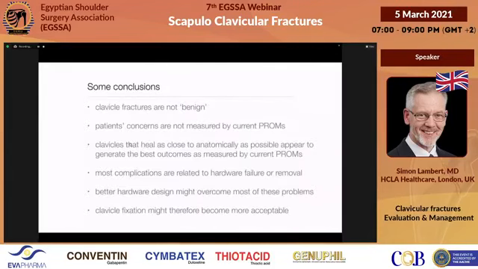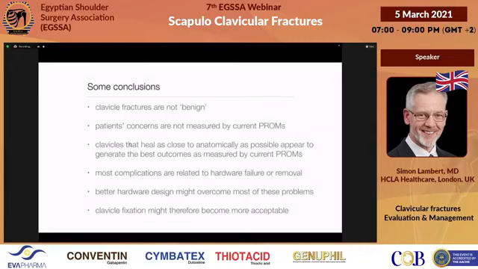We can draw some conclusions and then have a discussion. Clavicle fractures were thought to be benign, but they're not. Non-operative management does result in a high incidence of unsatisfactory outcomes. But our patients' concerns are not really very well measured by current patient-related outcome measures or scores. However, if we get clavicles healing as close to anatomic as possible, there is a drift towards better outcomes, and that is now being established through randomized controlled studies.